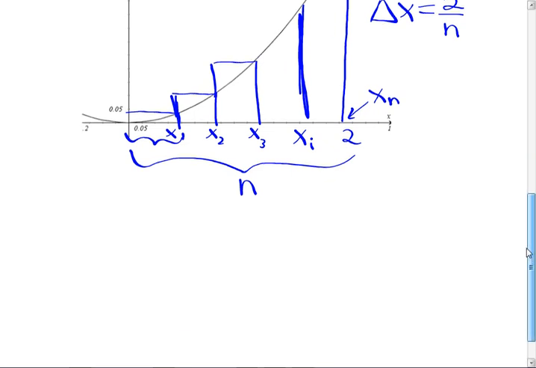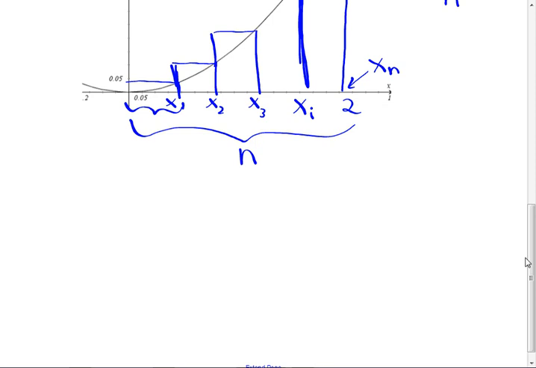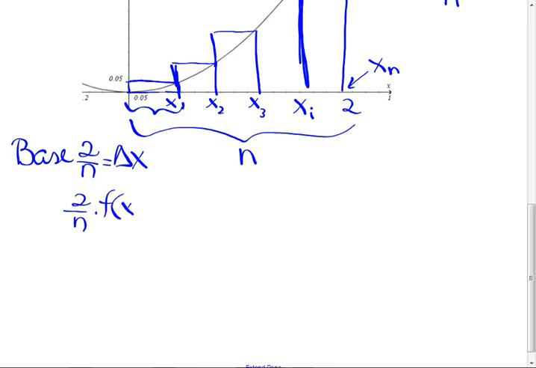So how do you find the area? How would you find the area of this rectangle? It's the base. How big was the base? It's 2 over n, or delta x. Maybe I want to even call it delta x. Okay, so it's 2 over n times the value of the function at x sub 1. So it's f of x sub 1 plus. And how about this base? Because I've chosen them all to be the same. It's 2 over n times f of x sub 2.